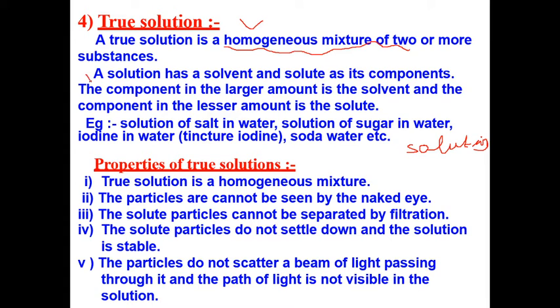A solution has a solvent and a solute as its components. The component in the larger amount is the solvent. For example, if we make sugar syrup, we take water in a large amount and sugar in a smaller amount. So water is the solvent, present in the large amount, and the component in the lesser amount is the solute.